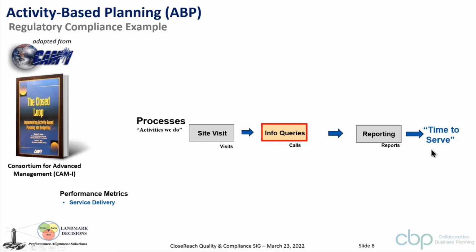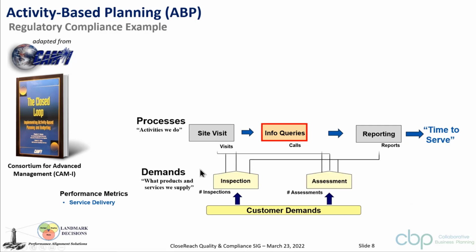But here we have that same process looking at time to serve. What ABP goes after is the operational, the capacity, and the costing associated with that process. And again, I'm going to blow through this one pretty quick because I've got another one that relates more appropriately to the demo we're going to go through. But basically, customer demands, the outputs of that process, are doing inspections and doing assessments.